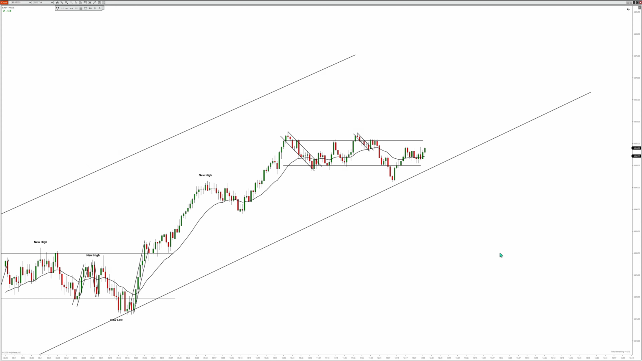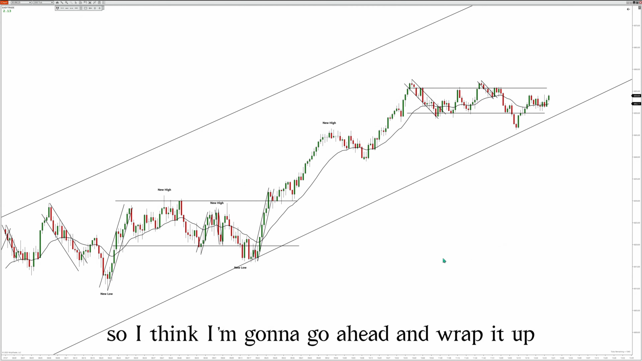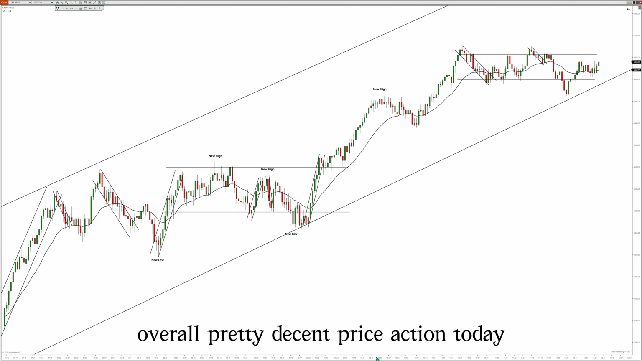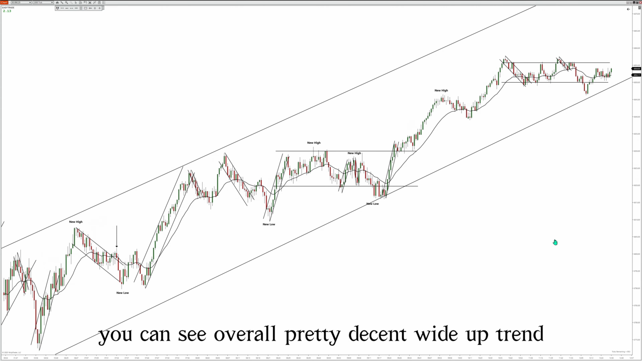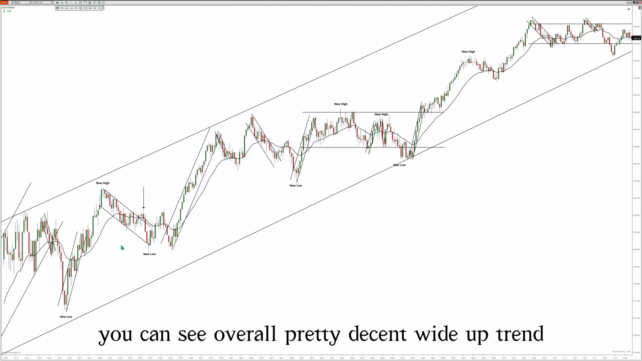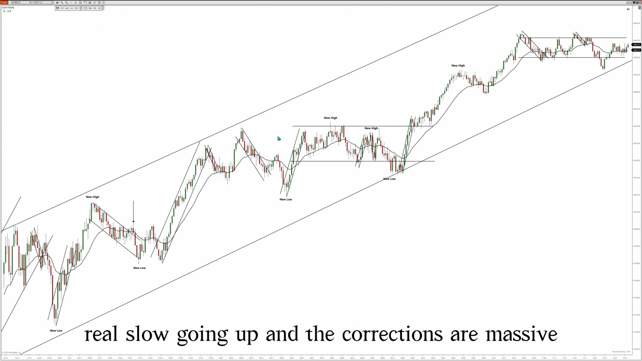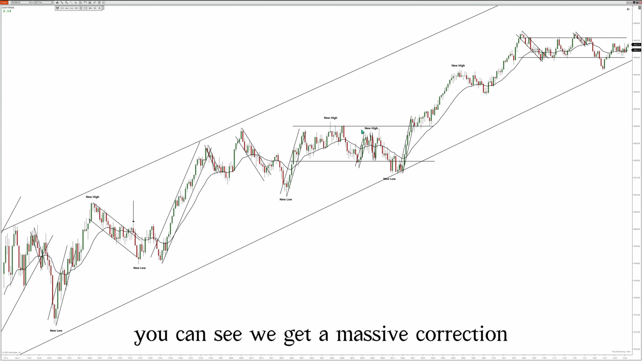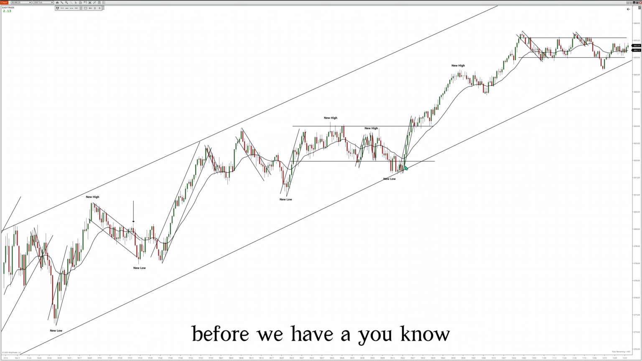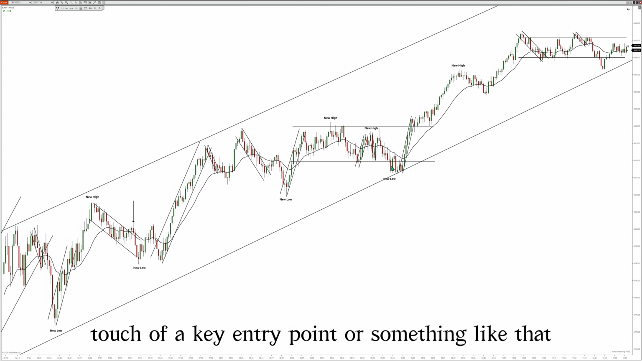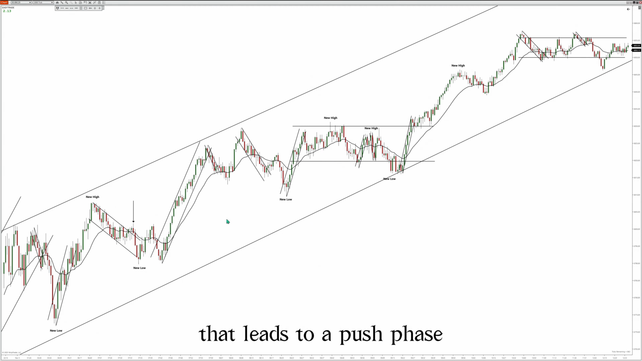Let's see. All right, guys, it's really gotten slow here, so I think I'm going to go ahead and wrap it up. Overall, pretty decent price action today. You can see overall pretty decent. Wide uptrend, real slow going up, and the corrections are massive. You can see we get a massive correction before we have a touch of a key entry point or something like that leads to a push phase.